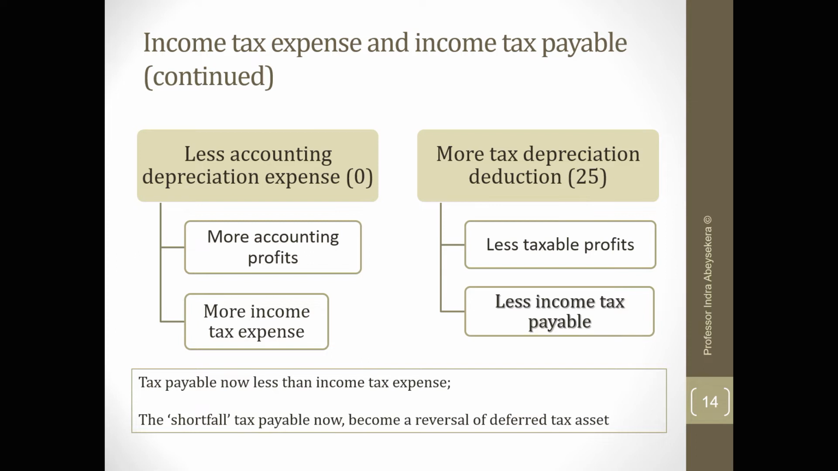So the shortfall in tax payable now becomes a reversal of the deferred tax asset. So we first created a deferred tax asset in the first 2 years, and in the remaining 2 years we are now reversing that deferred tax asset. By reversing it, the deferred tax asset that we generated diminishes and becomes zero over the next 2 years. So that deferred tax asset therefore is a temporary tax difference. It's not a permanent tax difference. It arises and then over time it will vanish and become zero.